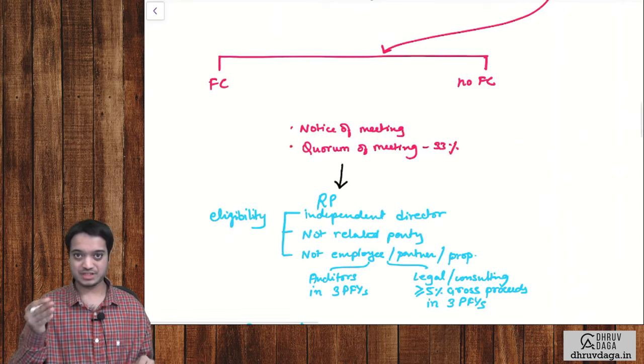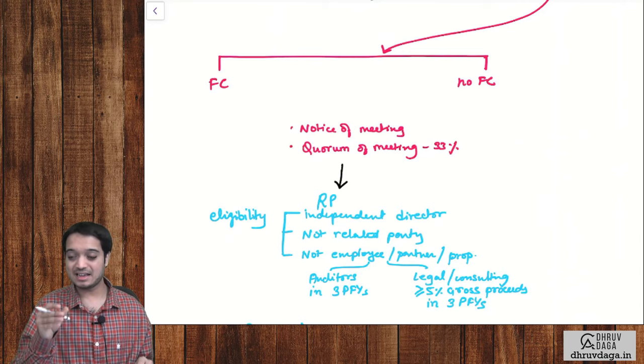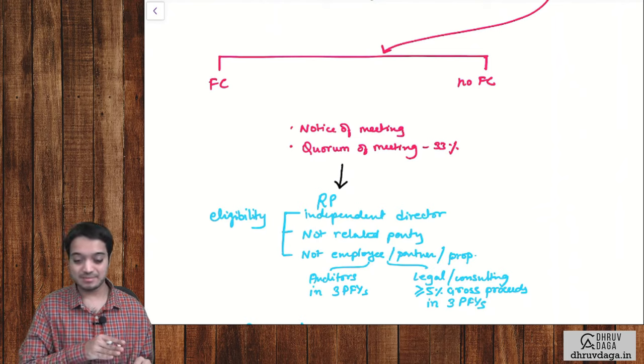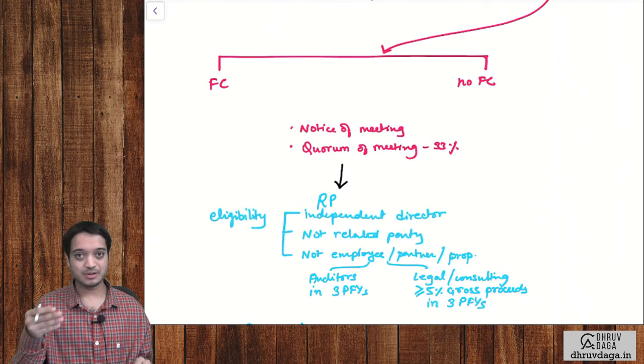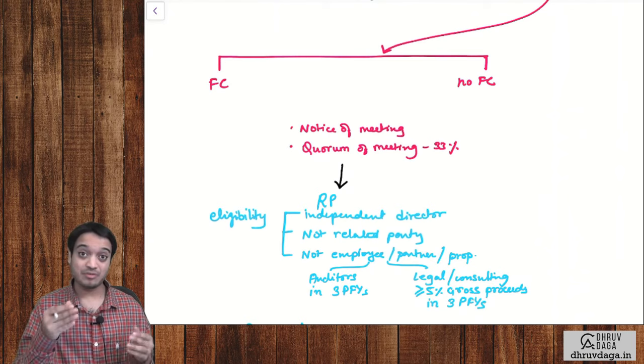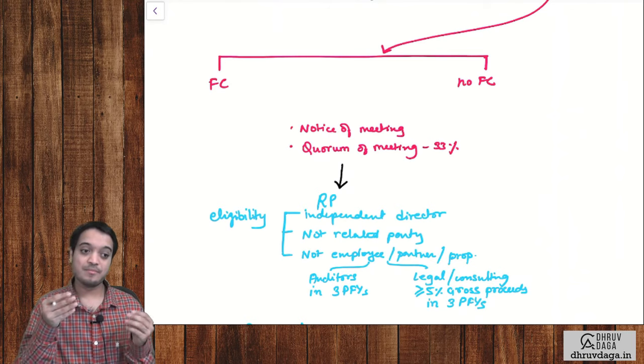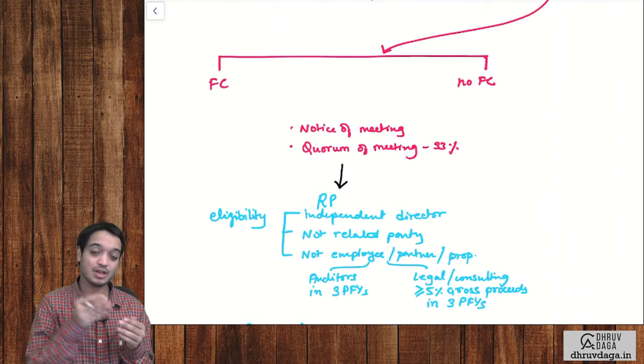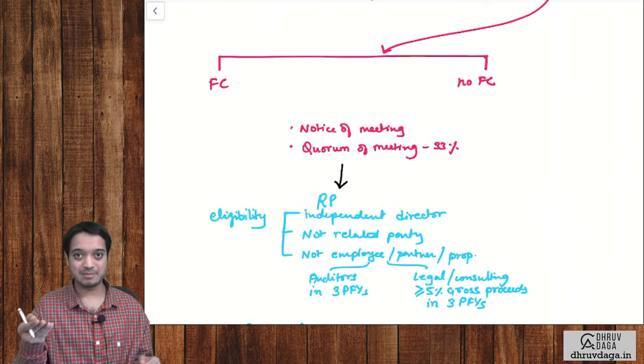The notice of such meeting needs to be given and a quorum of 33% at least should be present in the meeting. Notice needs to be given to the members of the committee of creditors. Operational creditors अगर significant जैसे more than 10% अगर hold करते हैं of the total debt, या तो फिर इसके साथ साथ also the members of the suspended board जो हैं उनको भी आपको एक notice देना पड़ेगा.